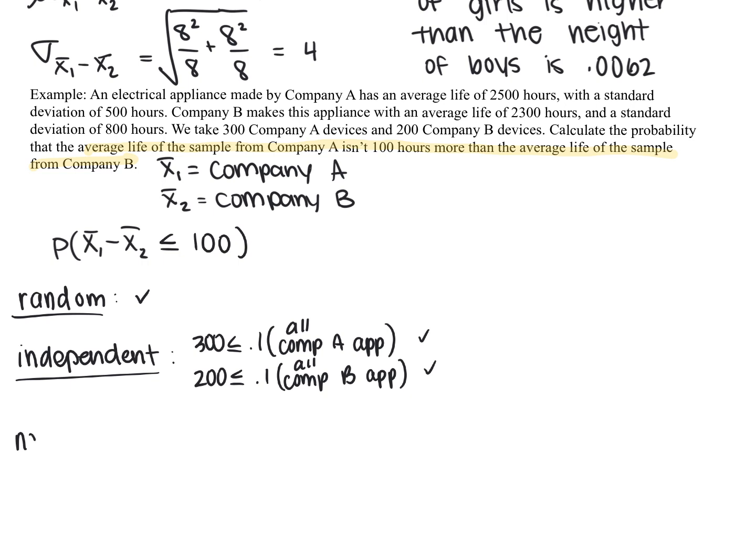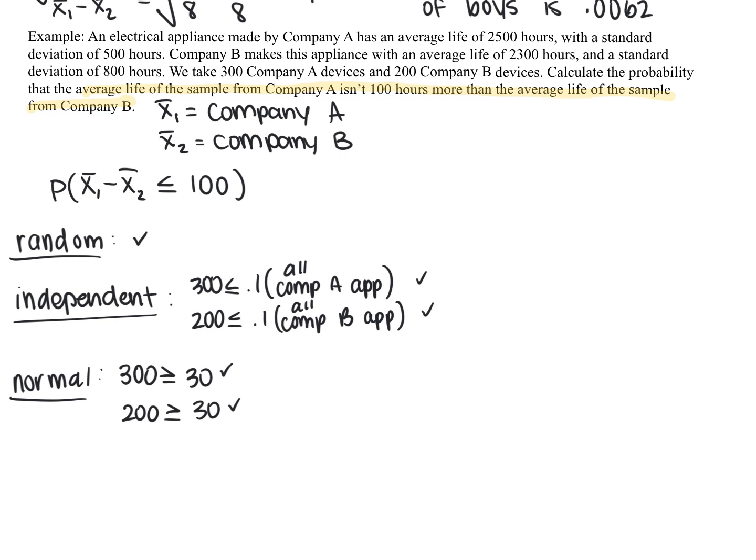Okay. And then lastly, normal. So we can't assume a normal distribution here, so we have to check our sample sizes. 300 is greater than or equal to 30, and 200 is also greater than or equal to 30. So we have a normal distribution. Okay. So I can now calculate my new mean and standard deviation.